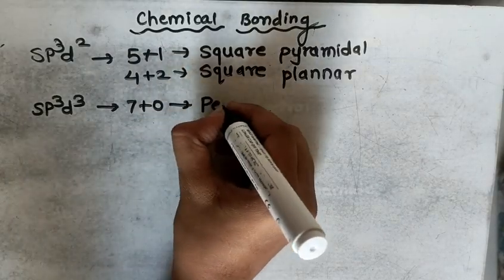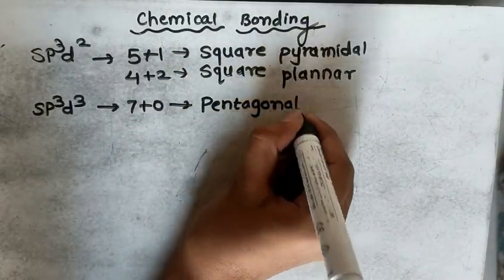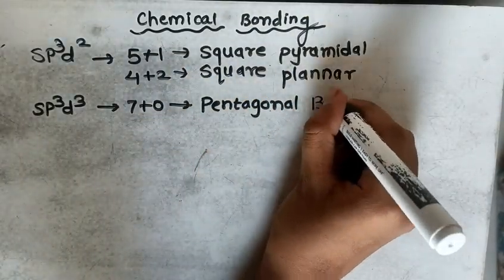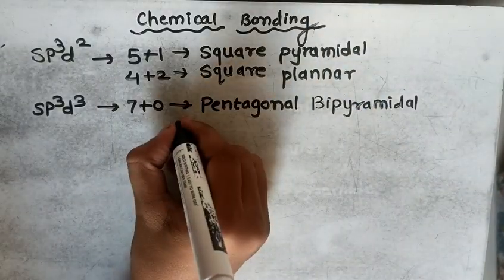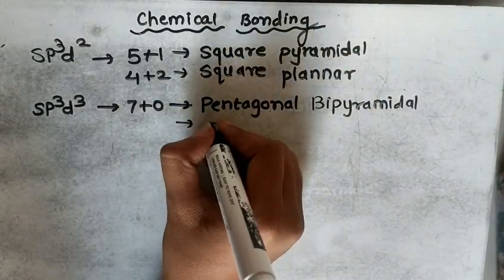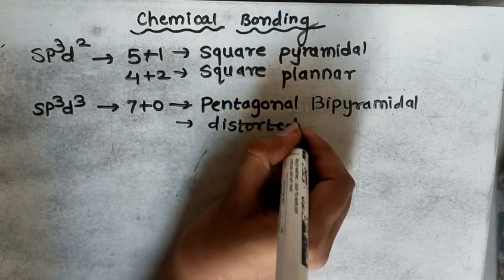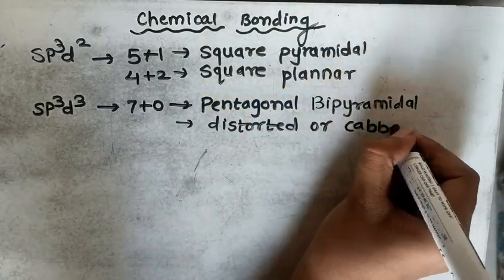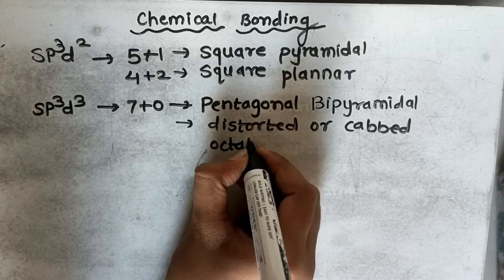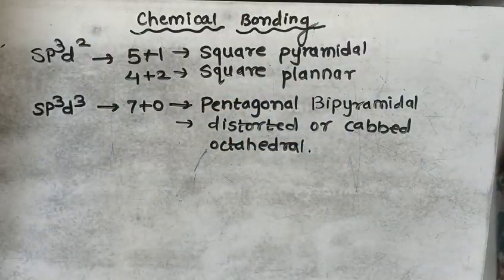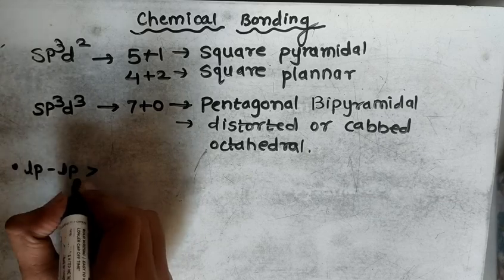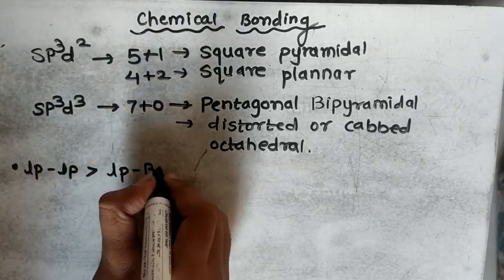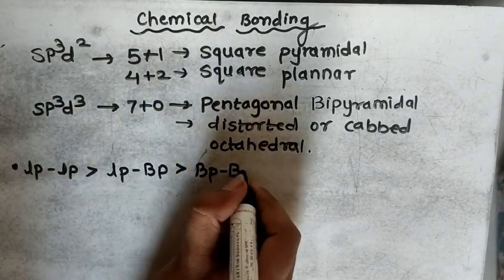The last one is sp3d3, which is 7 plus 0. We can call it pentagonal bipyramidal, or we can also call this distorted or capped octahedral. One thing to remember is lone pair-lone pair repulsion is greater than lone pair-bond pair, which is greater than bond pair-bond pair.